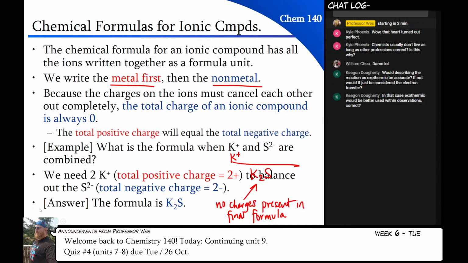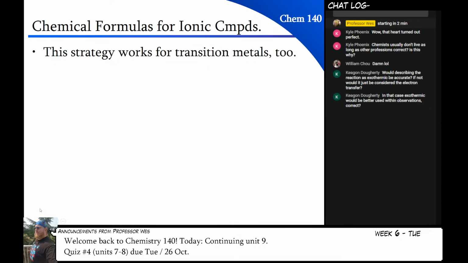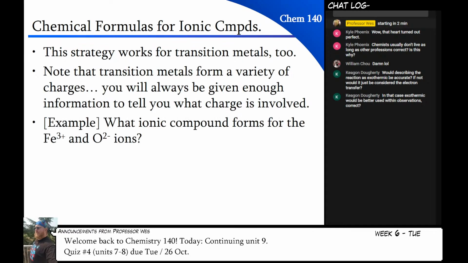All right. Let's try one with a transition metal. Let's put these two together. I want you to apply the idea of balancing out the charges to get the ionic compound. So we're going to make rust out of iron with a 3+ charge and oxide with a 2- charge. What I want you to do is tell me how many of each thing do you need.